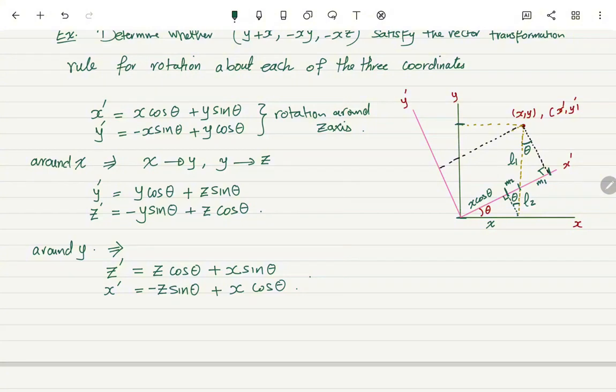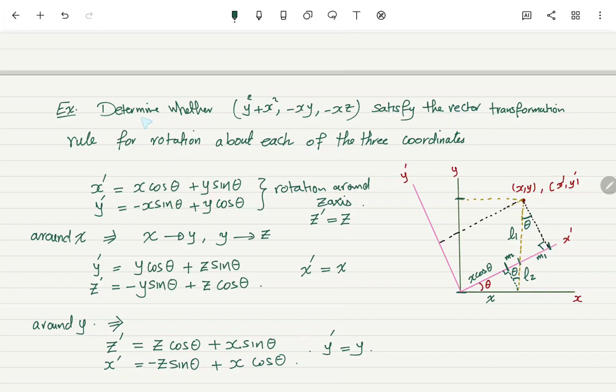Remember, in all three cases, if we rotate around the z-axis, z prime should be equal to z. If we rotate around the x-axis, x prime will be equal to x, and around y, y prime equal to y. Now, back to the example: determine whether y squared plus x squared, minus xy, minus xz satisfy the vector transformation.